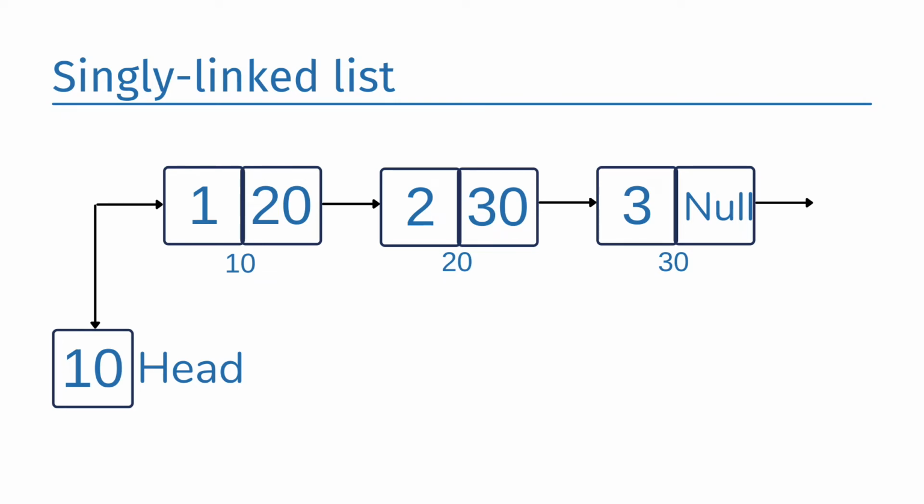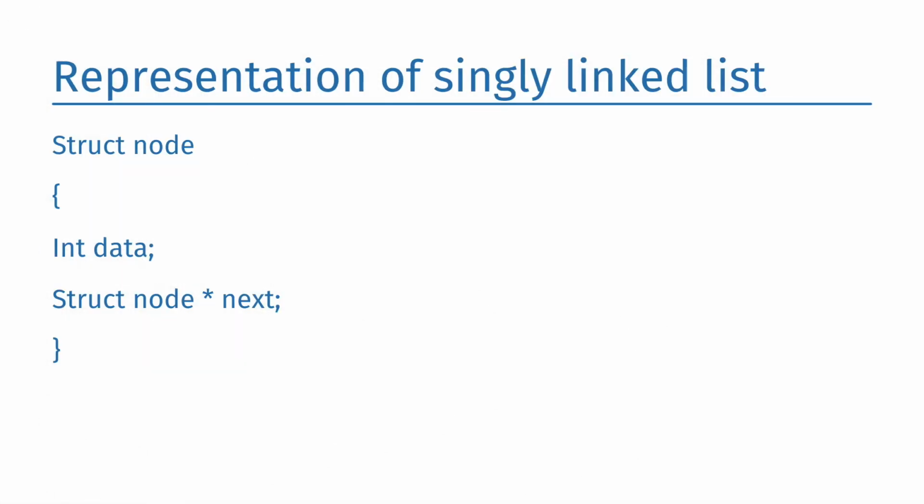It contains only a single link in this list. Only forward traversal is possible. We cannot traverse in the backward direction as it has only one link in the list. This is the representation of the node in the singly linked list. Struct node, int data, struct node asterisk next.